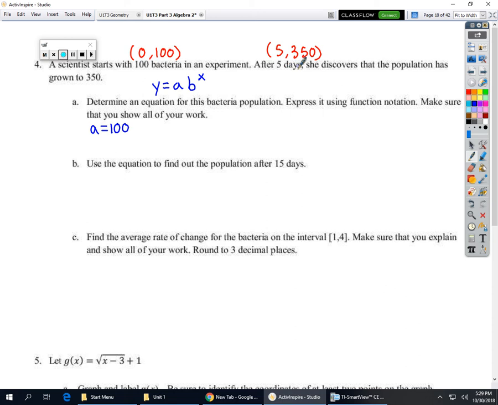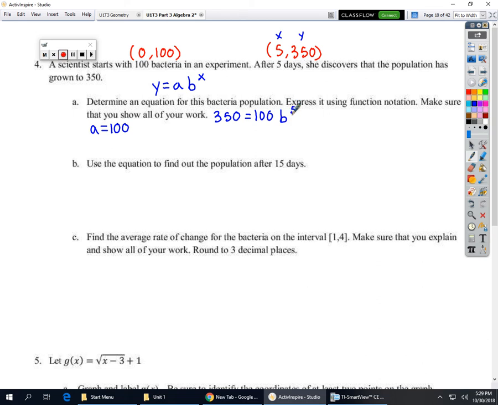What about this one? Well, remember, this is your x, this is your y. So plug this into the equation first. So y is 350. I'm going to write it over here: 350 equals a b to the x. Well, I found a. A is 100, right? So let's save some time and put it here. I don't know what b is. My x is 5.